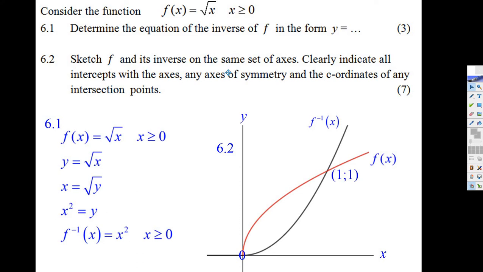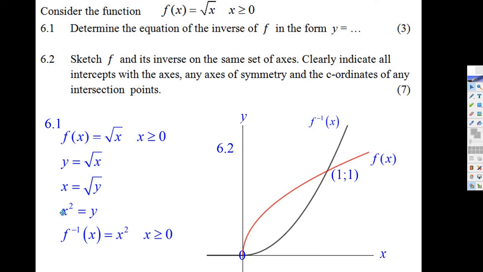Okay, let's try this. Now, we've got f of x equals root x. Your first step, if you're supposed to find the inverse in the form y equals, is to first write it as y equals root x, and then what do you do? You switch x and y. That's your first step. And then you square both sides, and you get this function, y equals x squared.